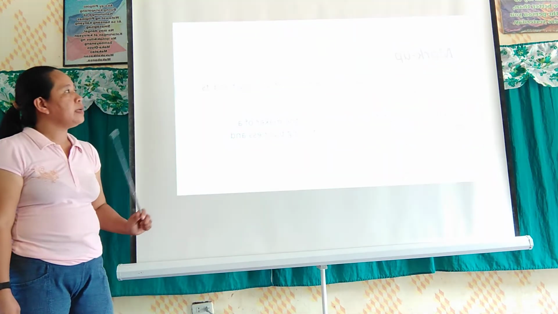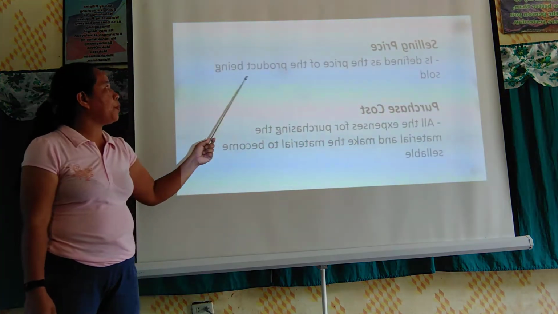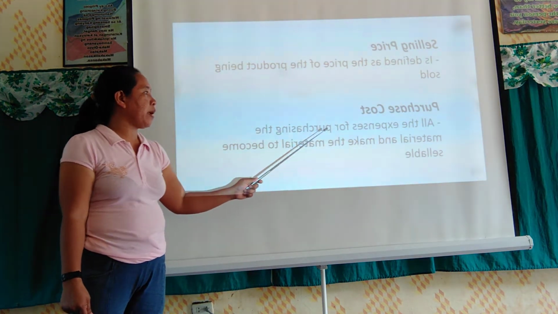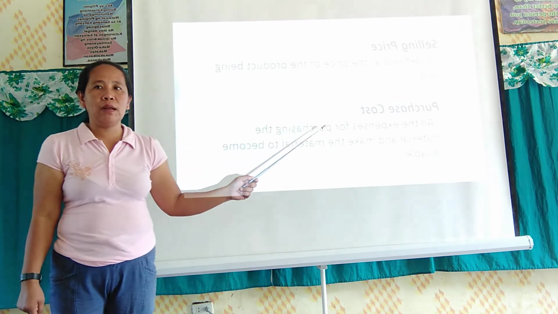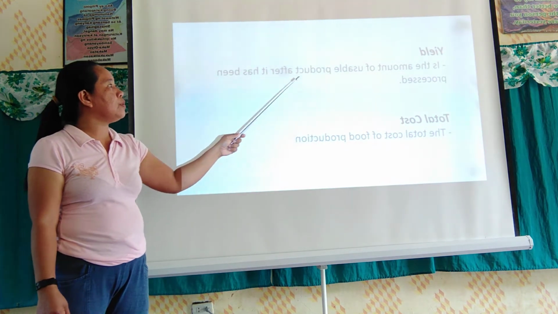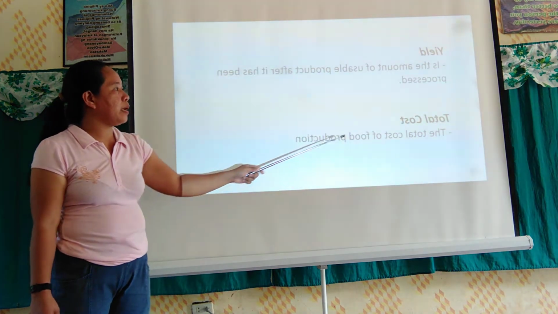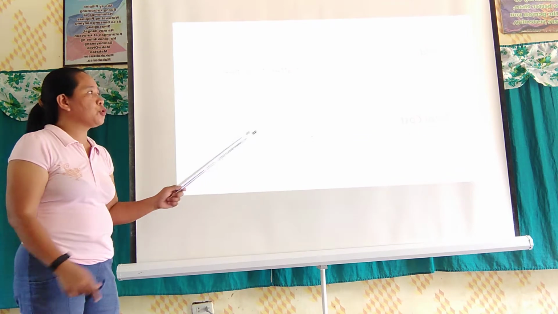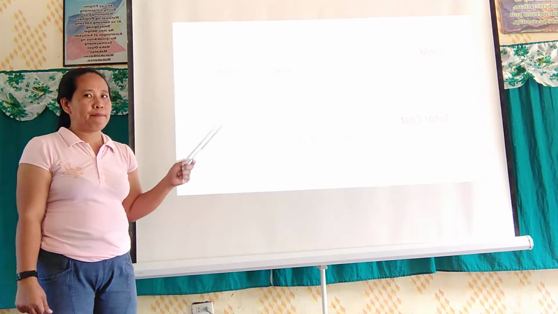The second one is the selling price. It is defined as the price of the product being sold. Then the purchase cost is all the expenses for purchasing the material and making the material saleable. Another one is the yield. It is the amount of usable product after it has been processed. And the last one is the total cost of food production. So to better understand the considerations, I have here an example.